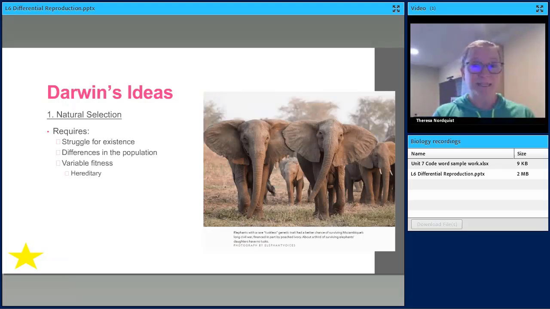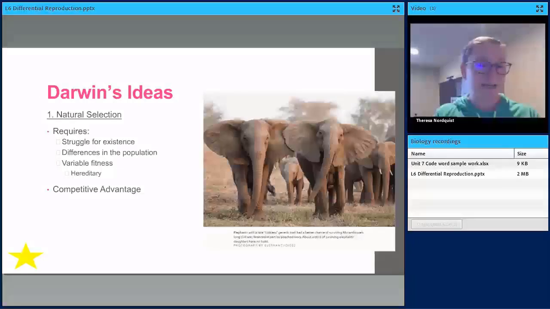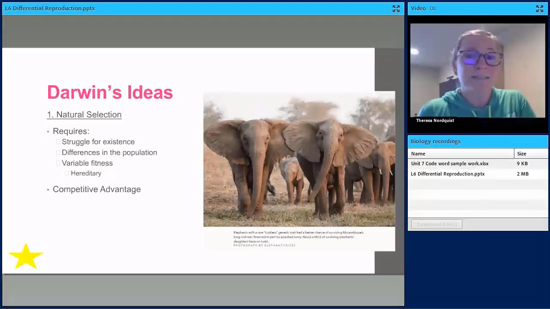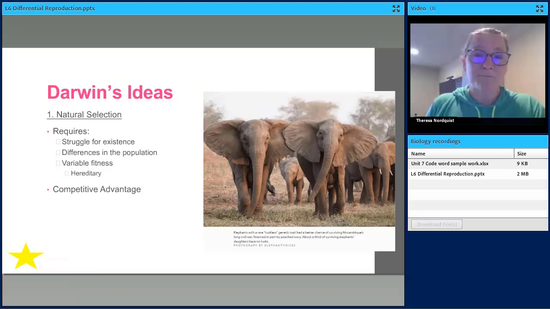With that, if you have something that gives variable fitness, that gives them an advantage, that's called competitive advantage, or an adaptation is another way to say it, but we've been using competitive advantage. So if that variation gives them a higher fitness, they have a better ability to survive, reproduce, and pass on that good trait, and then it becomes more common.